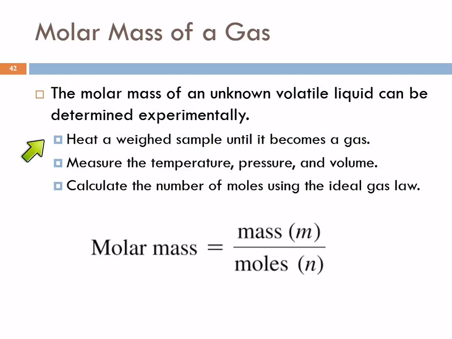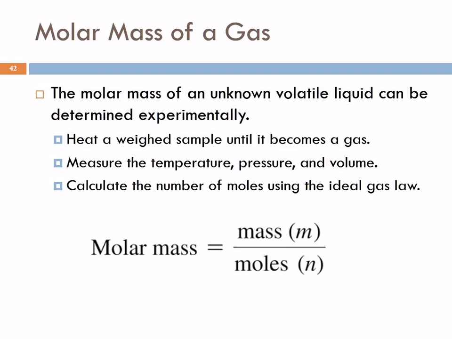So what we're going to do is heat a sample of a liquid until it becomes a gas. A volatile liquid means that it vaporizes easily. So we're going to heat it until all the sample of liquid vaporizes. Then we're going to measure the temperature, the pressure, and the volume of that gas. And then we're going to let it cool down again. When the gas cools down, it's going to condense and reform the liquid. And then we'll weigh the liquid.